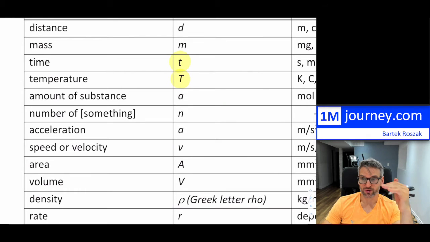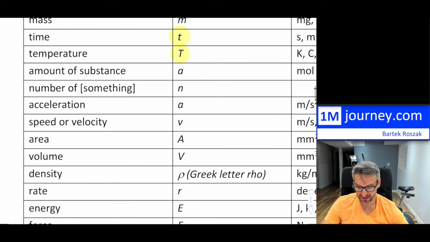Now, you have amount of substance, for instance, so if you're studying chemistry, we typically might say that it's A. And then you might be counting something, so the number of, let's say, carrots, number of computers, number of people.